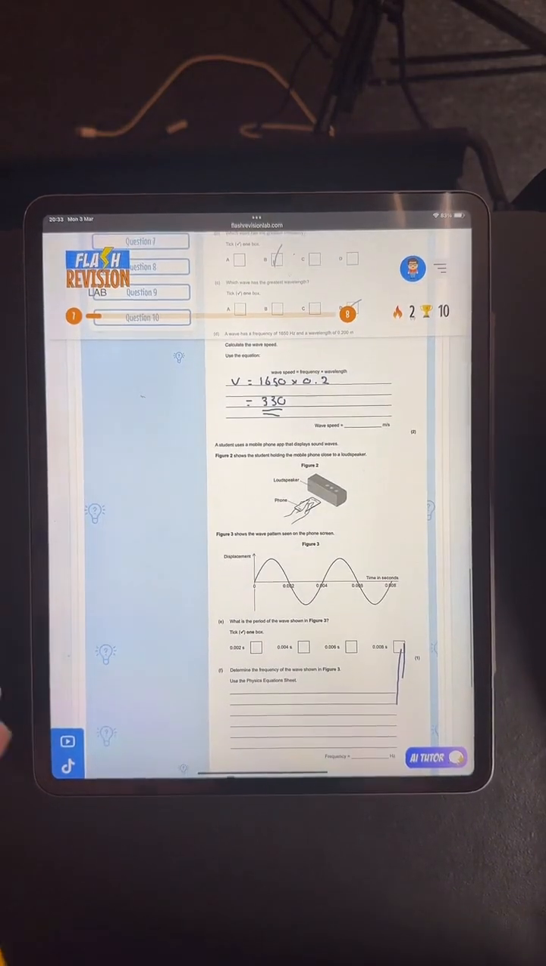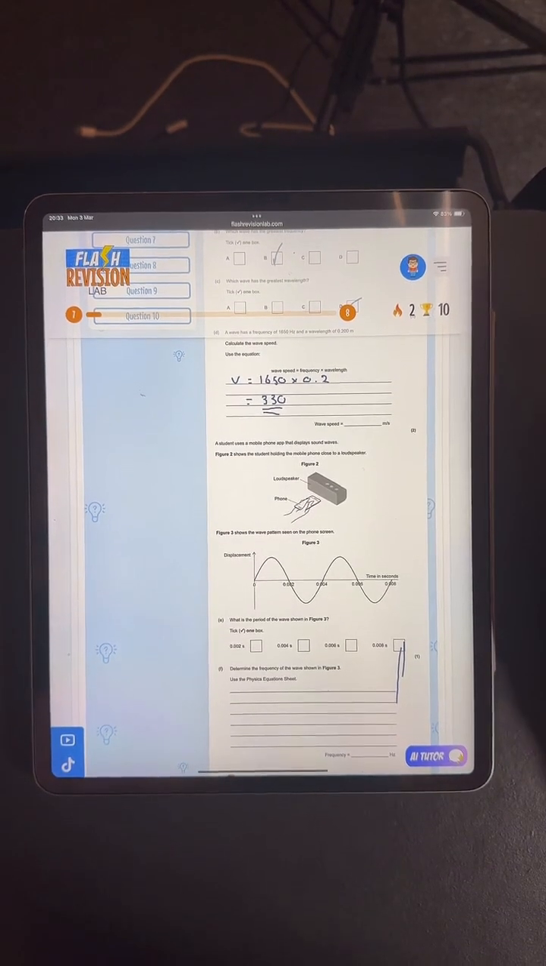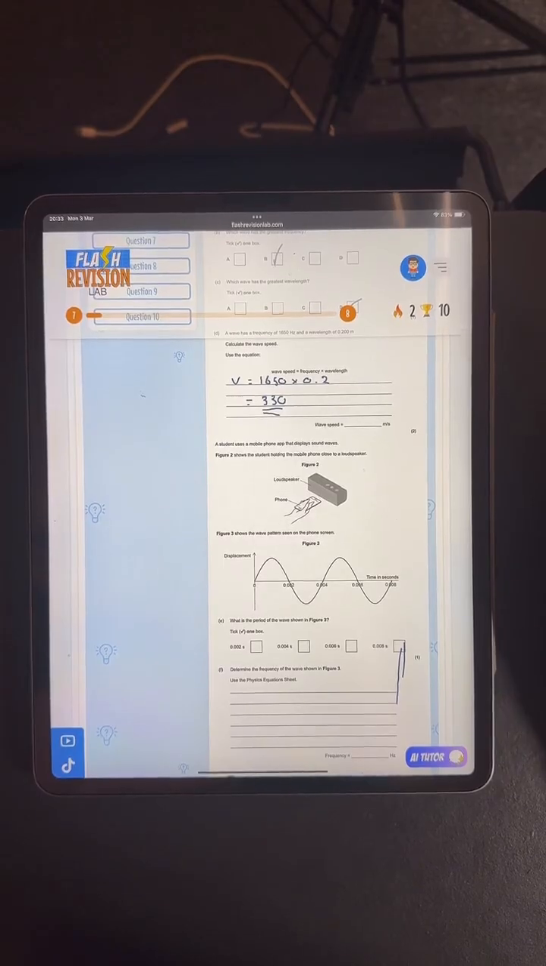So the student uses a mobile phone app that displays sound waves. Figure 2 shows the student holding the mobile phone close to a loudspeaker. Figure 3 shows the wave pattern seen on the phone screen. What is the period of the wave shown in figure 3?